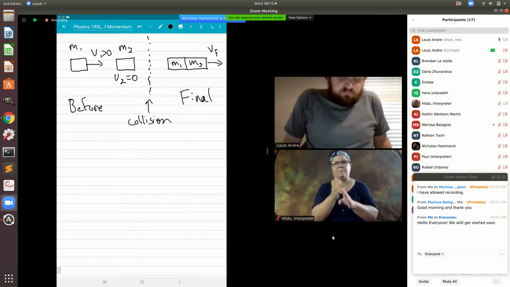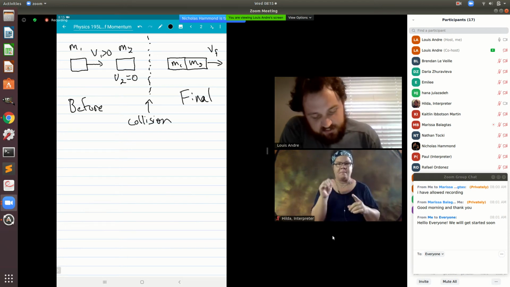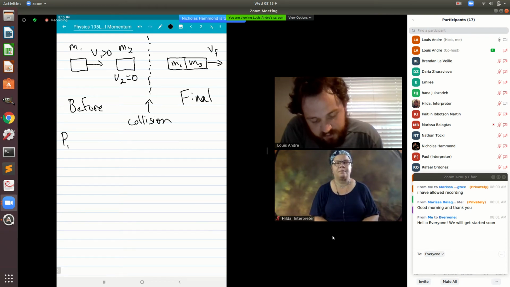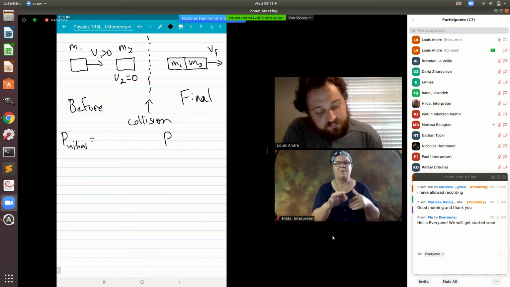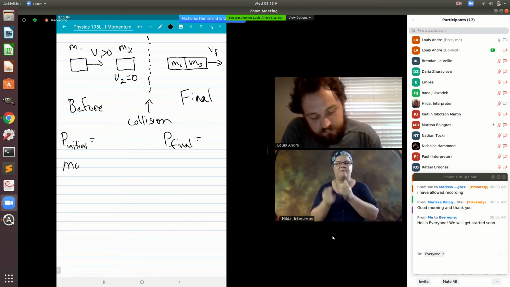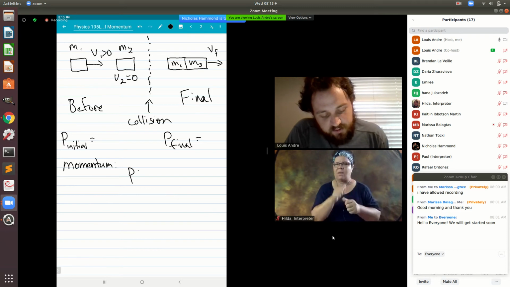So here's what we do. Momentum is just mass times velocity. Here we'd have some initial momentum. We look at the total momentum of this first frame, and then we have some final momentum. Momentum is usually represented with the letter P in physics, and P equals your mass times your velocity.